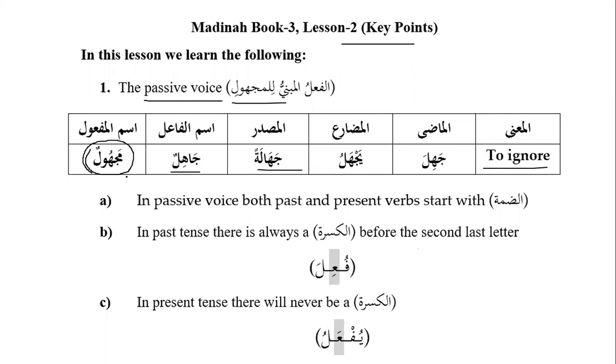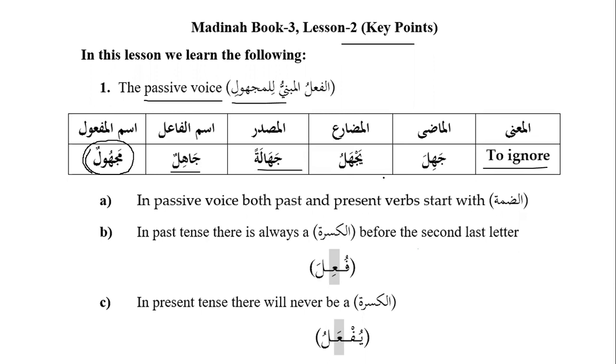The doer is unknown. That's why we call it majhul, because the person who performed the action, the doer, is unknown. That's why it's called passive voice. In English it is passive voice; in Arabic it is called al-fi'l al-mabniyu lil-majhul. And it has a fixed pattern, and the pattern is so easy. Inshallah, I will give you some information about it today.